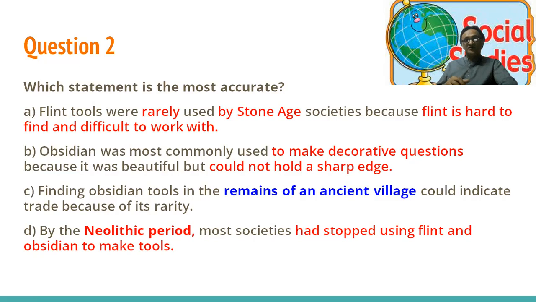Most societies had stopped using flint and obsidian to make tools? No, because during the Neolithic time period they were also using these tools. They never stopped. It is true that they invented new tools from wood, from bone, and from stone as well, but they didn't stop using the flint. So if you want to check the Neolithic Stone Age, that will help you a lot. So this is for question 2. The answer C is correct, which is given by the nurse.